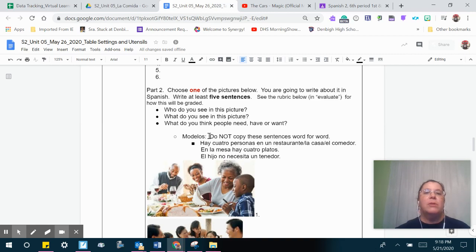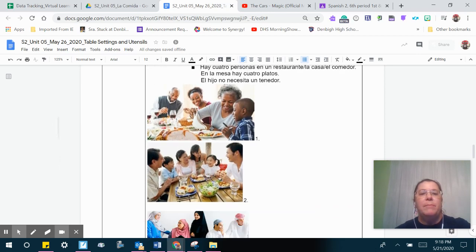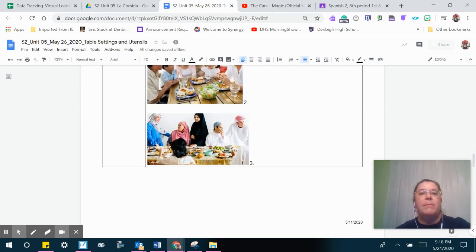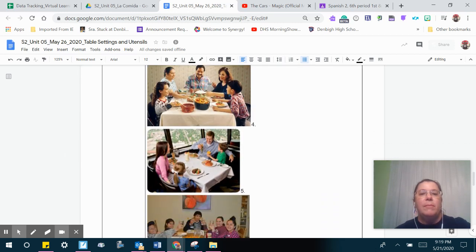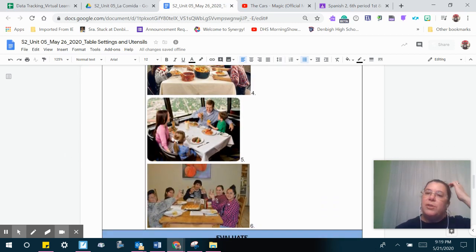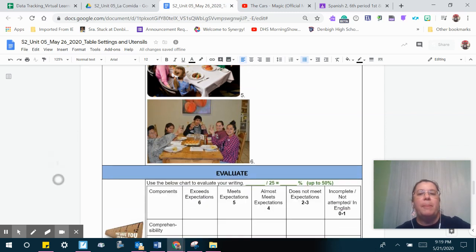Here are some modelos. Again, you're going to write 5 sentences. Modelos. Do not copy these sentences word for word. Hay 4 personas en un restaurante, la casa, el comedor. En la mesa hay 4 platos. El hijo no necesita un tenedor. So you've got that family, this group, this group, this group. So you just choose one of the pictures and you write about it in Spanish.